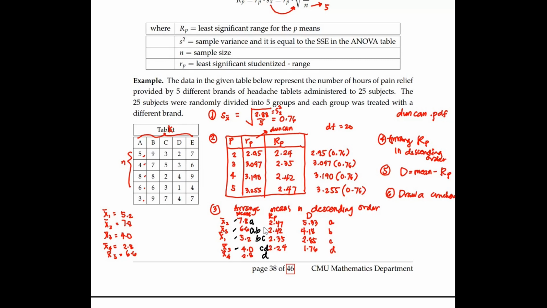So this label will tell you that we have x bar sub 2 and x bar sub 5 are not significantly different.